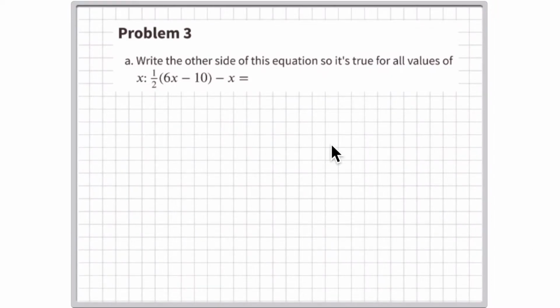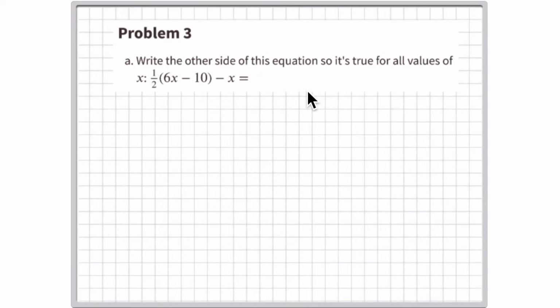Problem number 3 is more of the same. So you have this equation, 1/2 times 6x minus 10, and all of that minus x. And you're supposed to write the right side of this equation so that it is true for all values of x. And b is to write the right side of the equation so it's not true for any values of x, so it's never true. So first, all values of x.